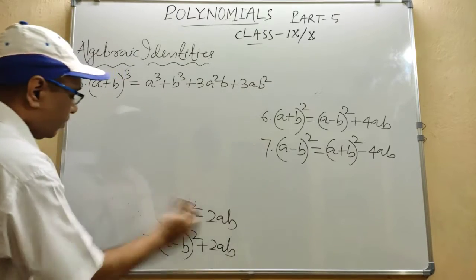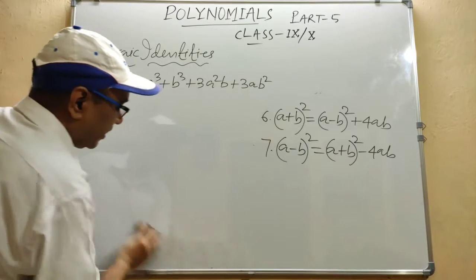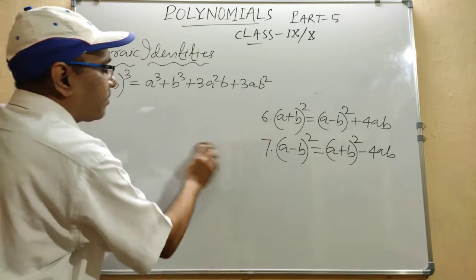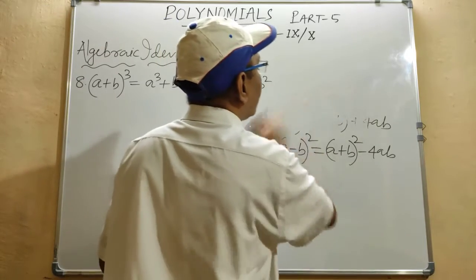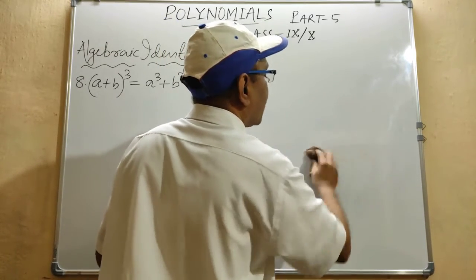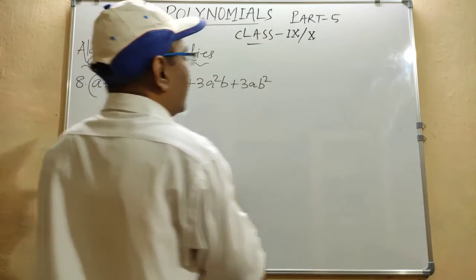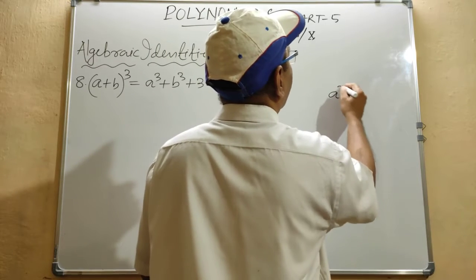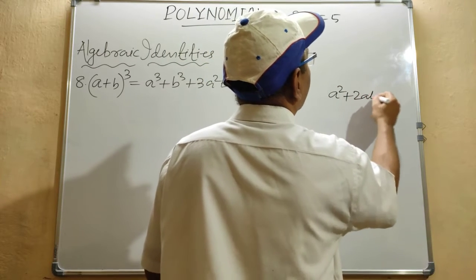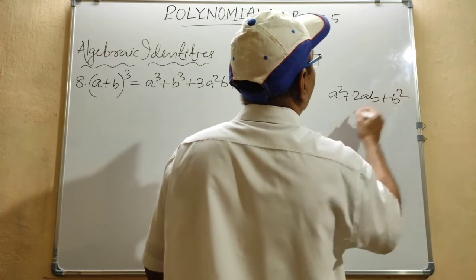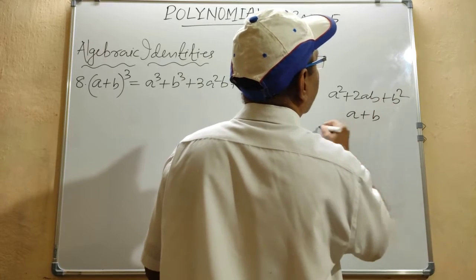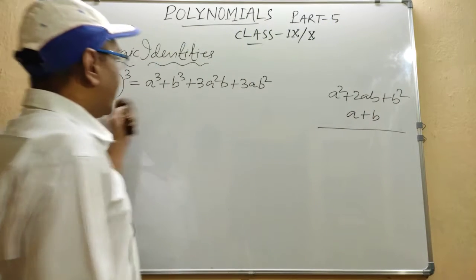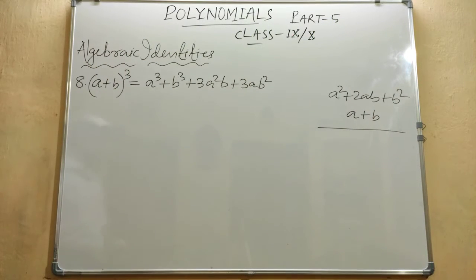You know (a + b) whole square is a square plus 2ab plus b square. Multiply it once again by (a + b). If you want to get the result of (a + b) whole cube, you multiply this by (a + b) once again and add, and you will get this: a cube plus b cube plus 3a square b plus 3ab square.